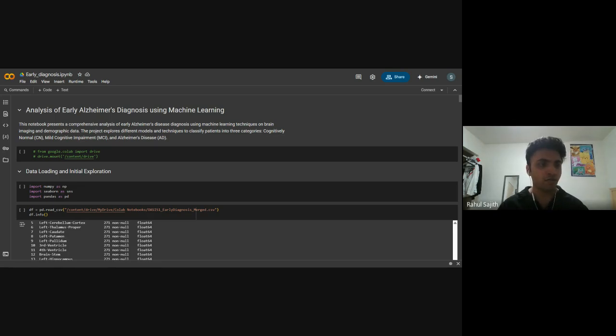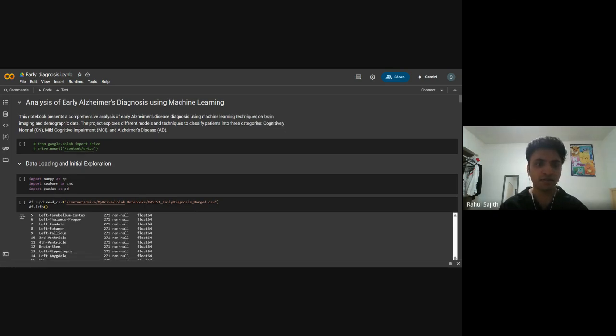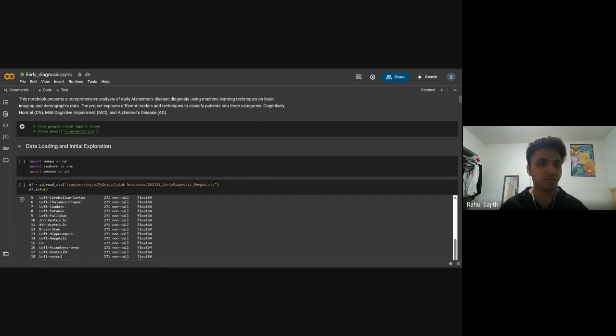Going to the data overview, for our analysis, we used the OASIS-1 FreeSurfer dataset, which comprises cross-sectional brain MRI data from 416 subjects aged between 18 and 96 years.